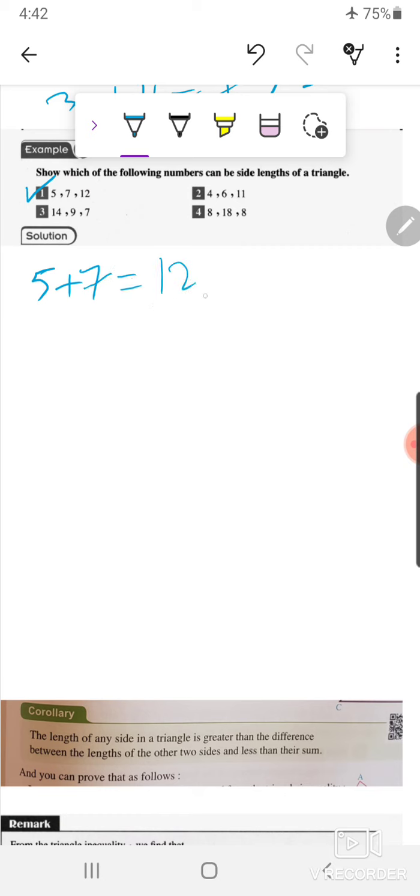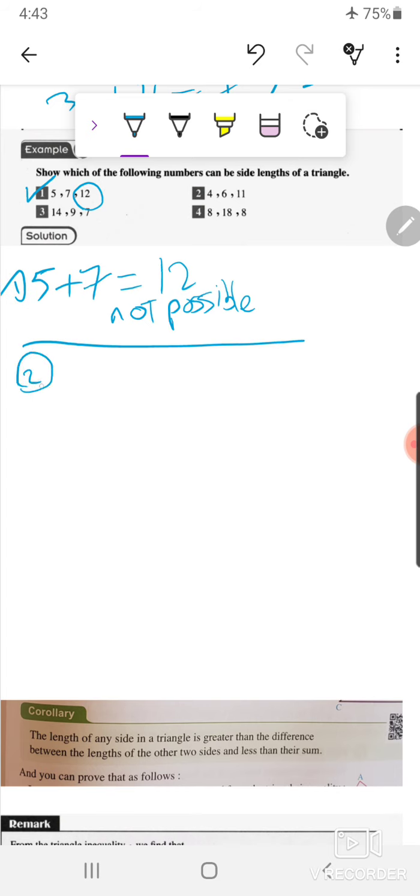Is 12 greater than the third side, which is 12? Of course, no, they are equal. So it is not possible to make these side lengths of a triangle. Okay, now let's take another one.